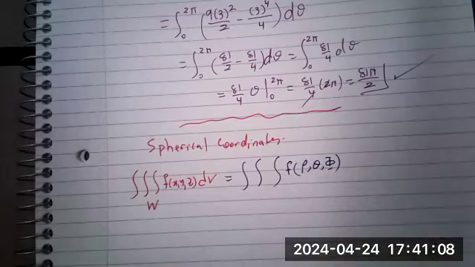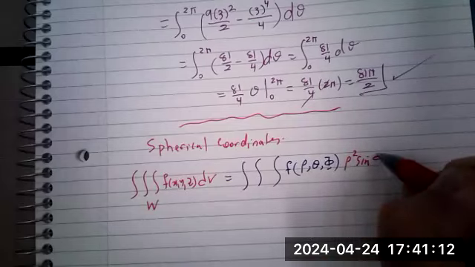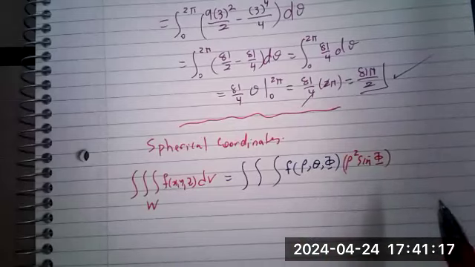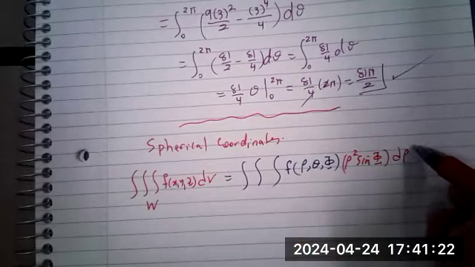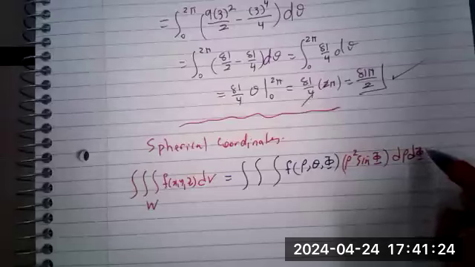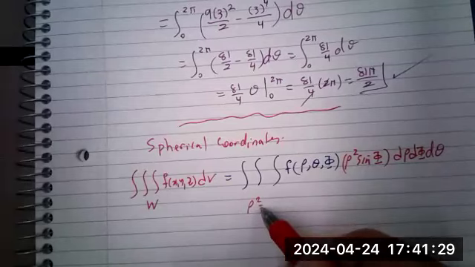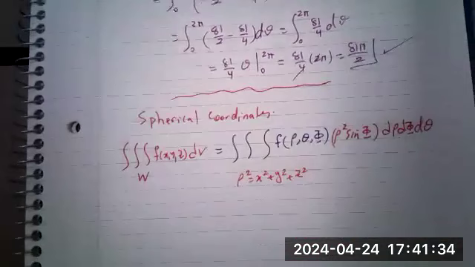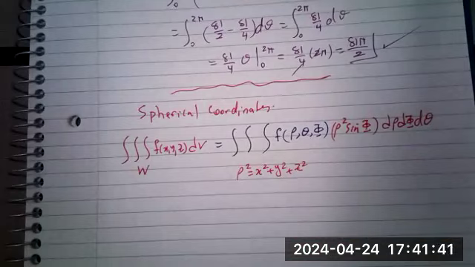Then we have an extra term. You shouldn't miss this one: it's rho squared sine of phi. That's the extra term. Then you just integrate with respect to rho first, then phi, and at the end theta. And remember that rho squared is x squared plus y squared plus z squared. That's the situation we're going to have. This must be a very typical function; you cannot use any function.